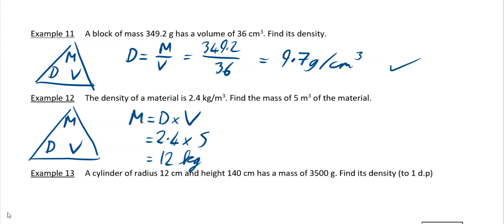Just while we're on this, just check we're okay with the units. In this one, the units were kilograms per meter cubed, and the volume was in meters cubed. That means your mass is going to be in kilograms.